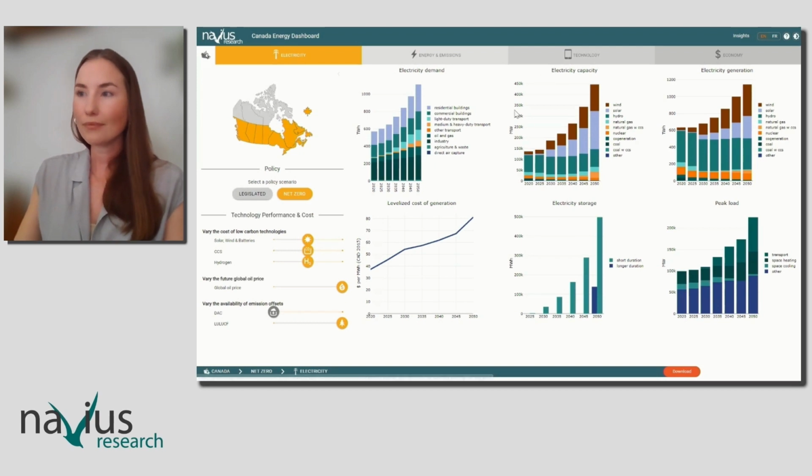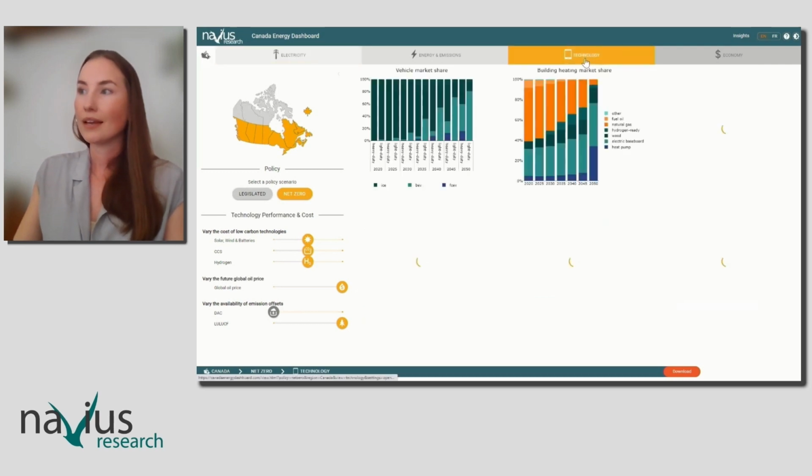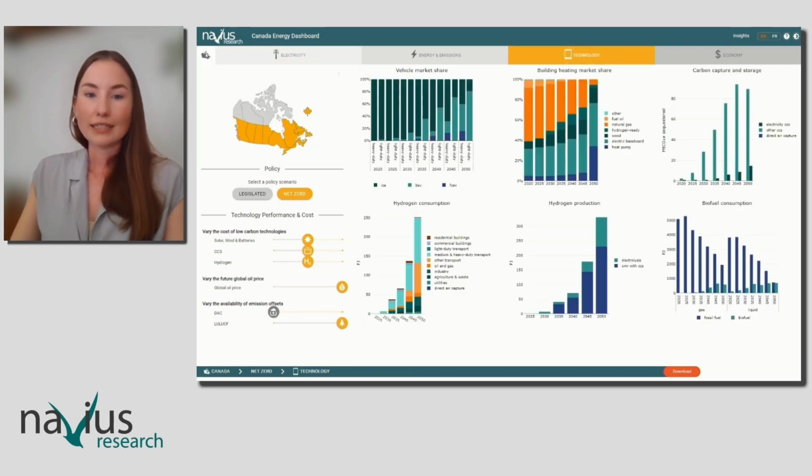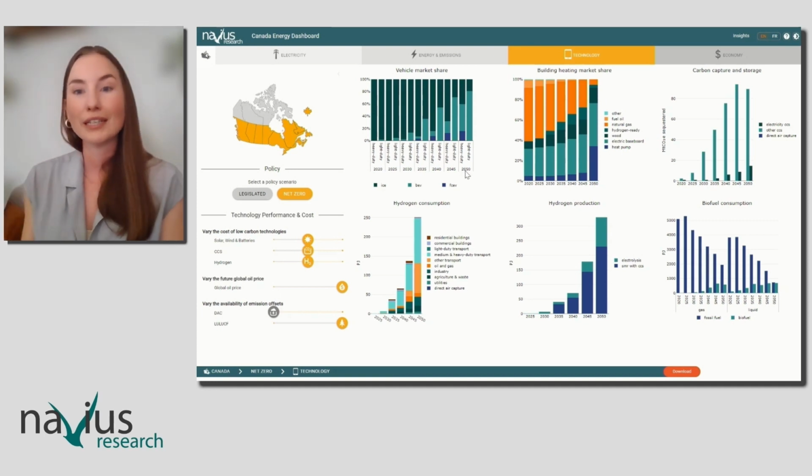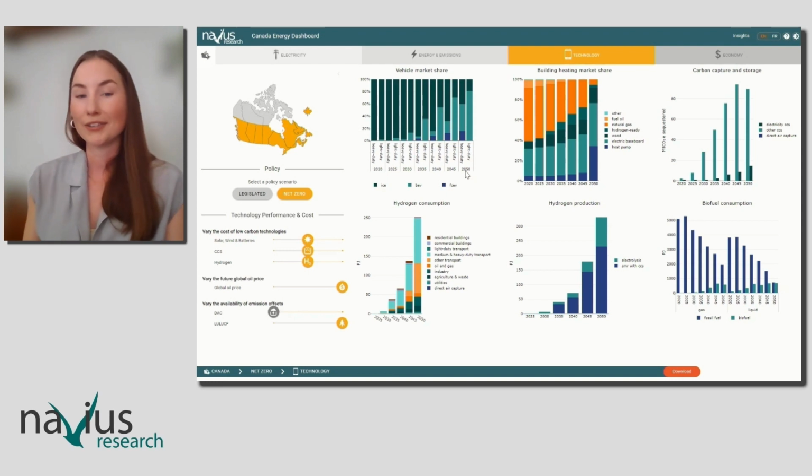And so we can use the technology dashboard to look in more detail at where this electricity is being used. So for example, we see an increase in demand in the transportation sector here. And the first figure on the technology dashboard is showing total vehicle market share by vehicle type. And in this figure, we can see that net zero policy is leading to an increase in market share of battery electric vehicles in the light duty market and battery electric and hydrogen fuel cell vehicles in the heavy duty market.